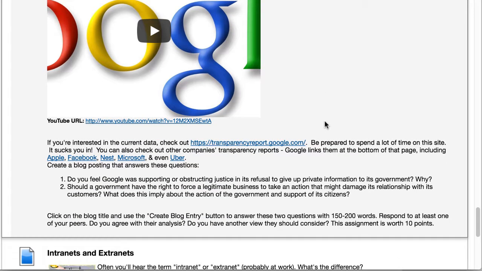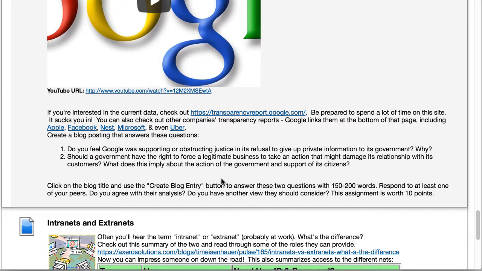And in the spirit of full disclosure, I thought you might also enjoy looking at the requests for Apple, Facebook, the Nest, Microsoft, and even Uber. There are additional links to more transparency reports on the Google link, so if you've got one particularly that you're interested in, you may want to check that out.